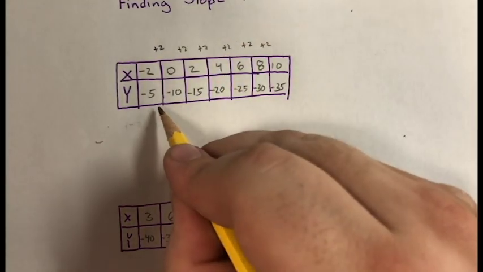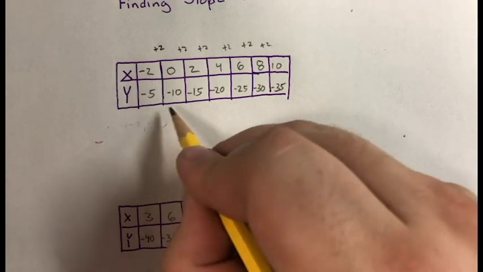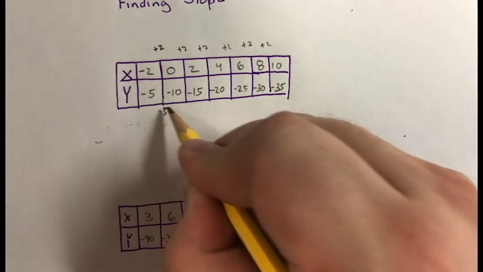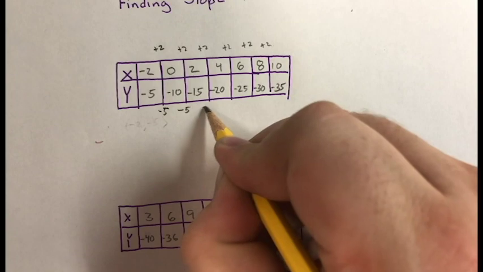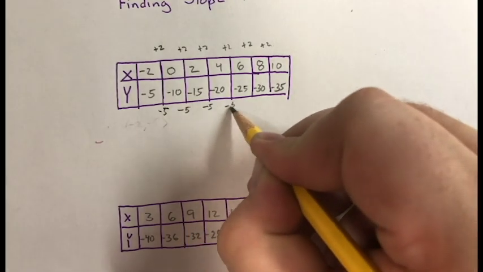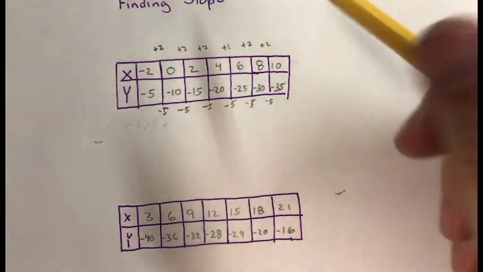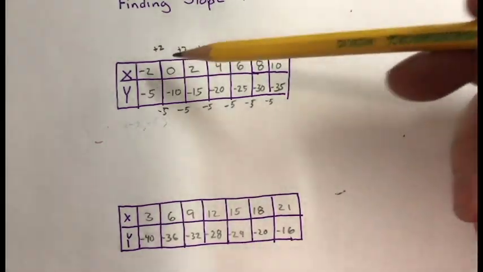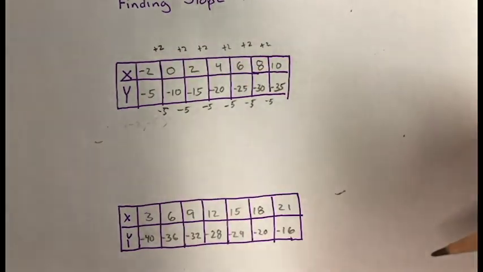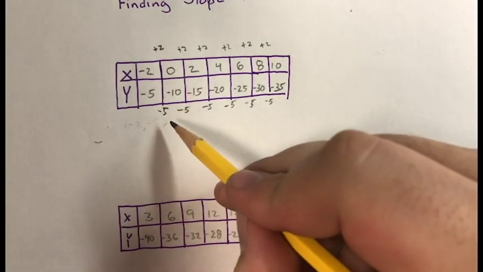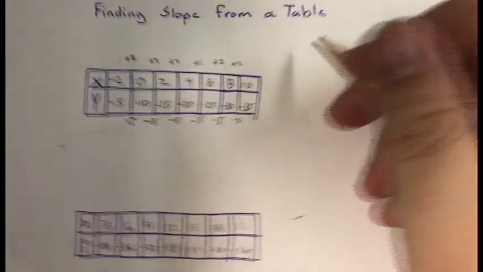All right? So what did I do from y? From -5 to -10, I subtracted 5. Then I subtracted 5. Then I subtracted 5 again. Then I subtracted 5 again. Then again and again. All right? So what's happening? I have a change in x of +2. I have a change in y that's constant of -5.